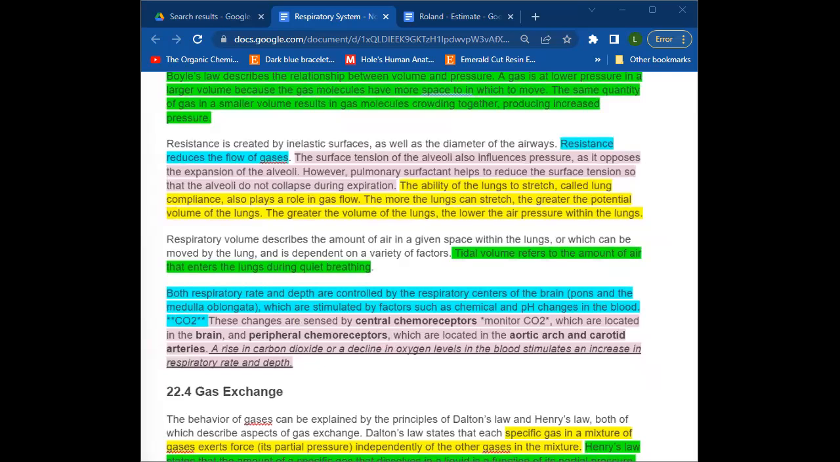Some other special terms we need to know about include resistance and compliance. So, resistance is actually going to make it more difficult for gases to flow. And then compliance will make it easier for gases to flow. Compliance is all about stretchiness. The higher the compliance, the more that the lungs can stretch, and therefore that would increase the volume and then decrease the pressure.